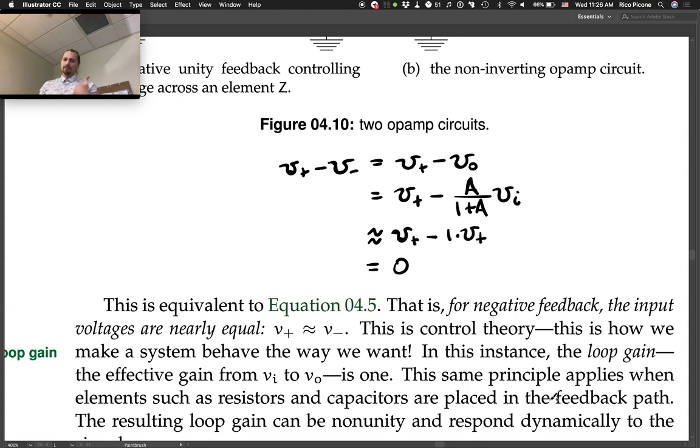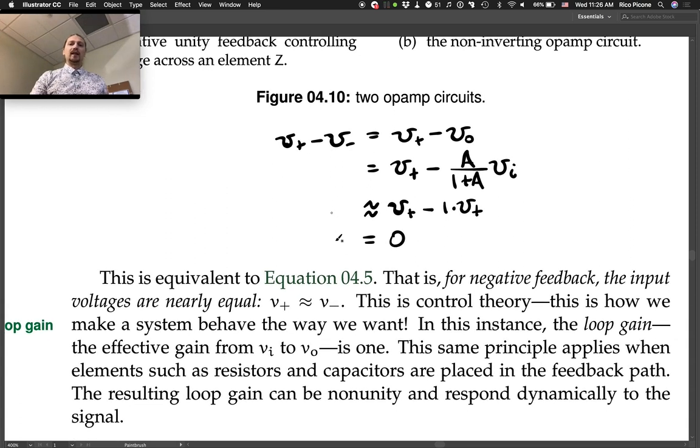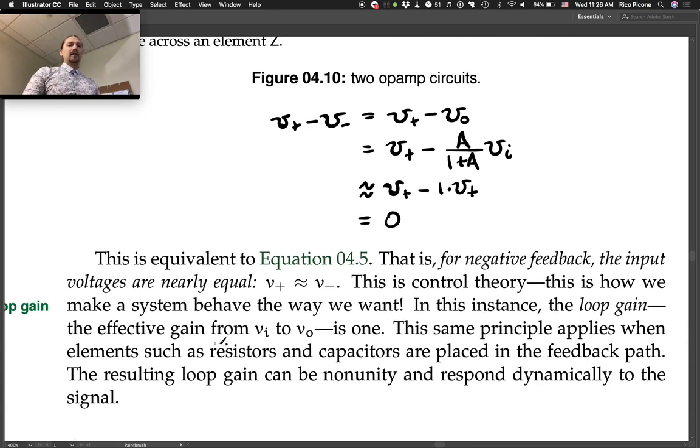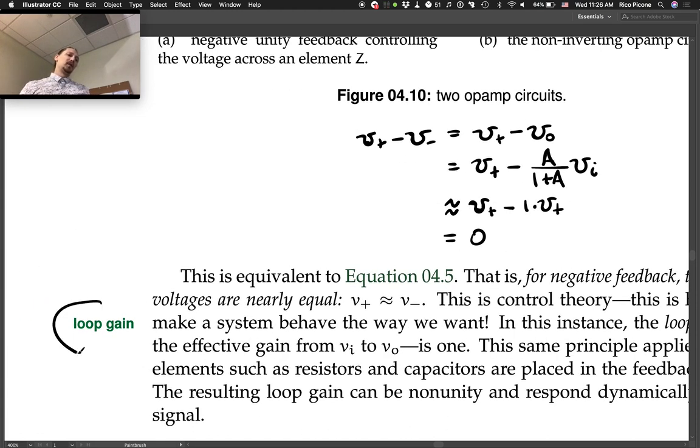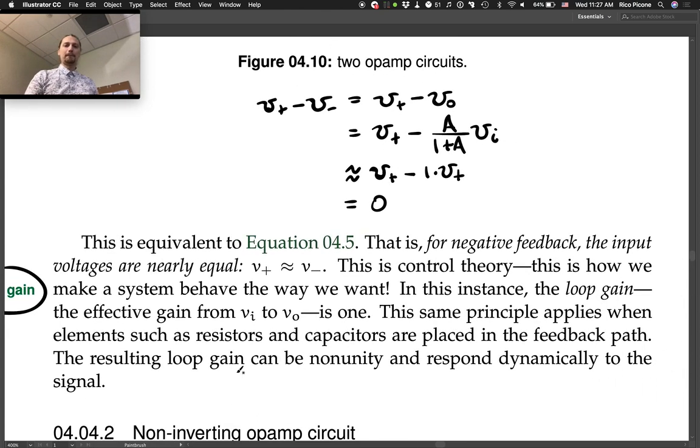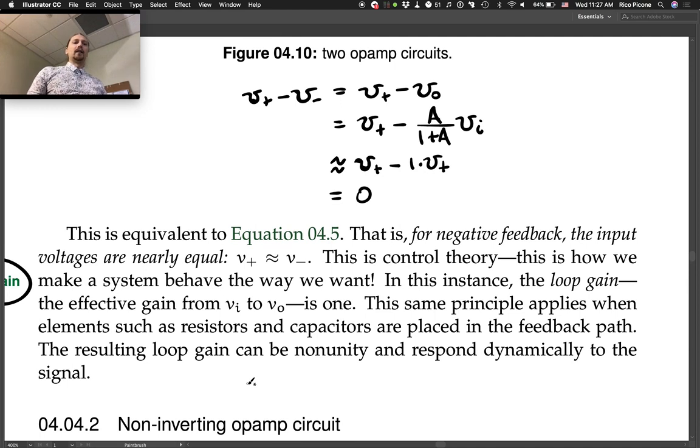For instance, it's keeping these two voltages close to each other. So in this instance, the loop gain, the effective gain from V in to V out, is an important concept, so I don't want to breeze past it without stopping and saying, see, I wrote it in green, that means it's important. The loop gain, the effective gain from V in to V out, is 1.